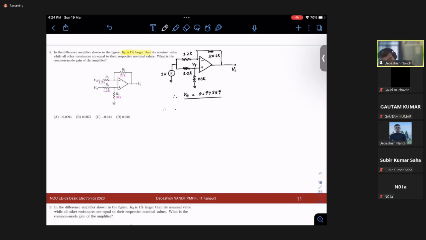0.94339 over 1.2 is equal to 0.94339 minus V naught over 20, right? So 1 minus 0.94339 divided by 1.2 into 20. So this would be 20.2, right? 20.2.